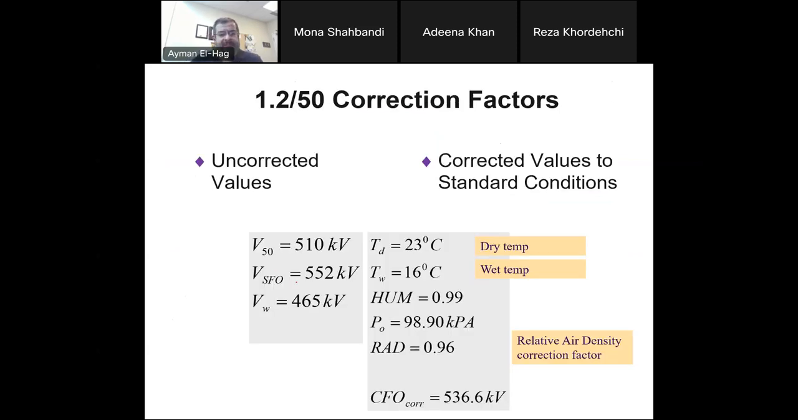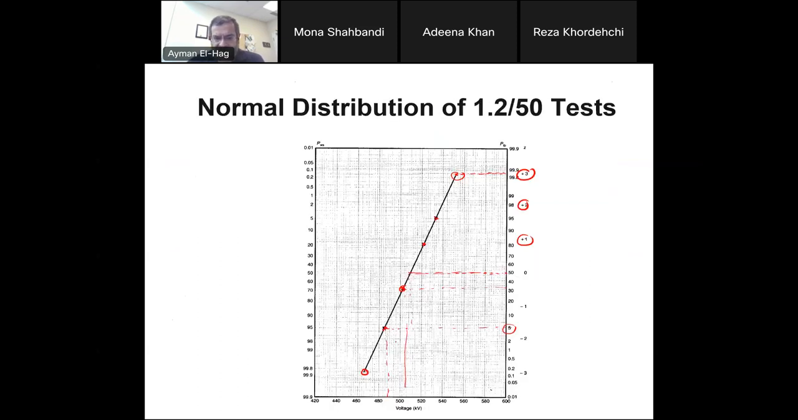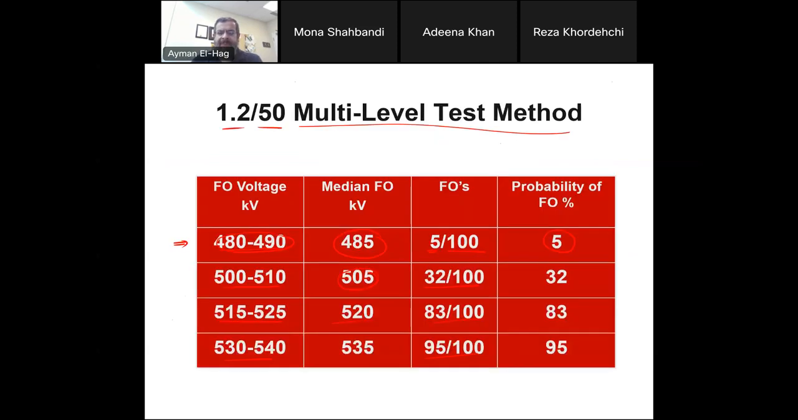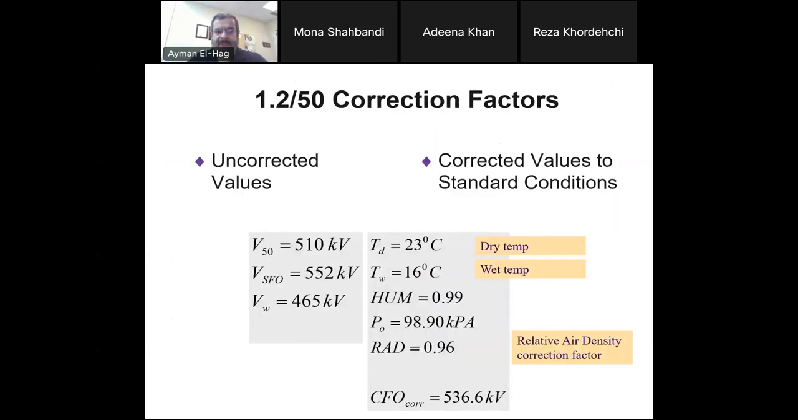So here the 50% is 510. Now this one here will be like 510 from the curve. We don't have the 50% here. Here we have it at different levels, we have 5, 32%, 83, 95. We couldn't get the 50% directly from the curve, but we can get the 50%. Okay, so this is 510 kilovolt.